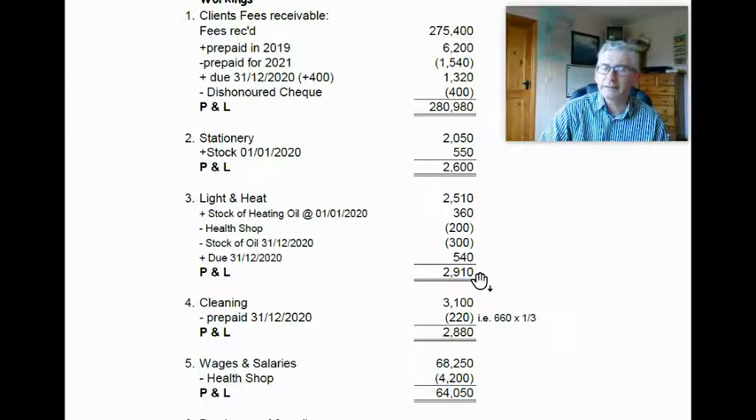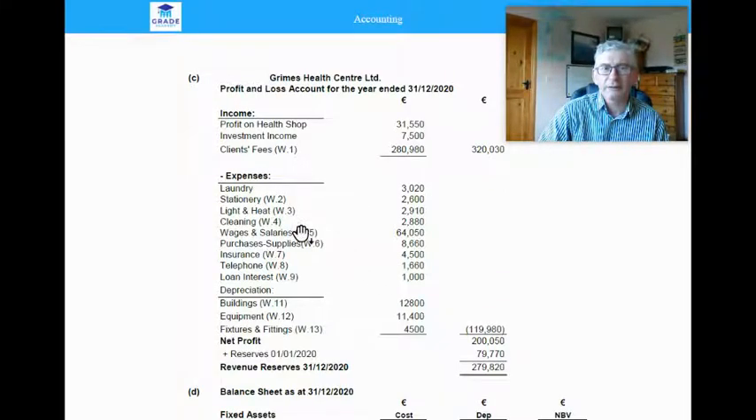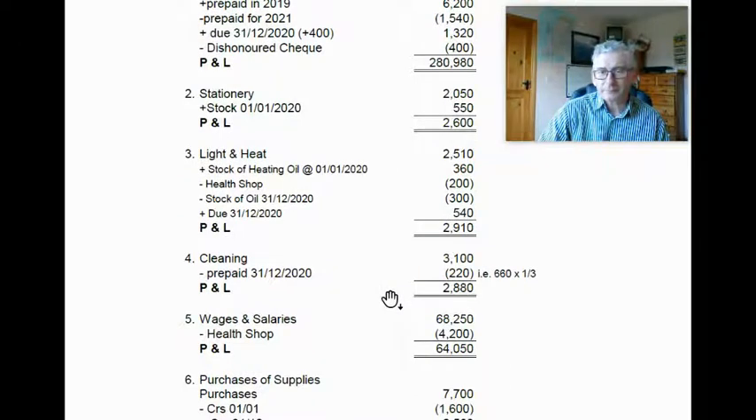And that's the figure that will have gone into the profit and loss account here, 2,910. Now, by the way, the laundry figure was a straight figure of 3,020. So there was no adjustment to go with that. Now, cleaning. We just had to watch the cleaning figure because, yes, we paid 3,100. It referred to a 3-month period, and 2 months would relate to this year, November and December. So therefore, 1 month or 1/3 refers to next year. So we take away 1/3 of 660, which gives us 220. And that leaves us with a P&L figure of 2,880.